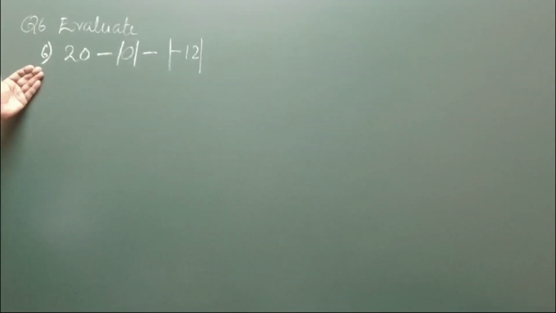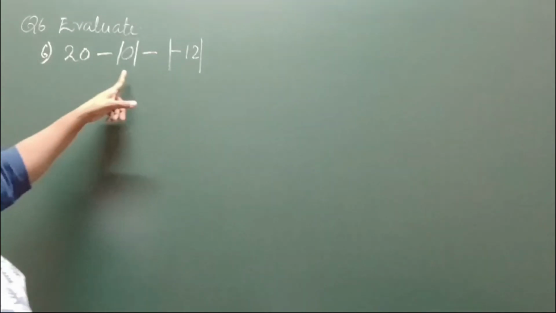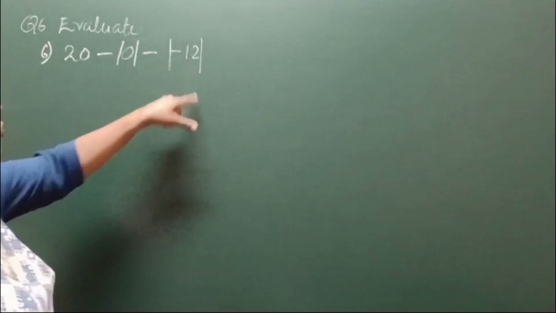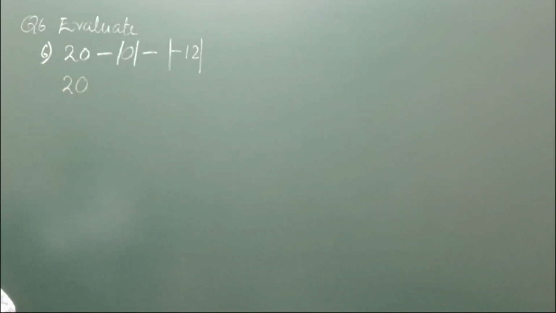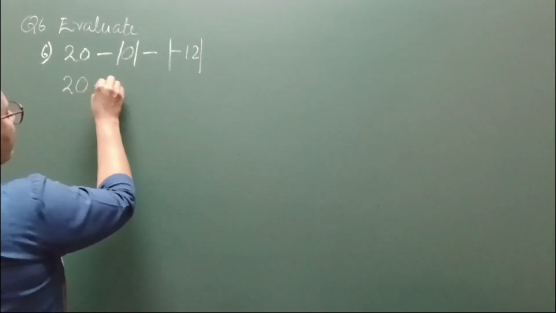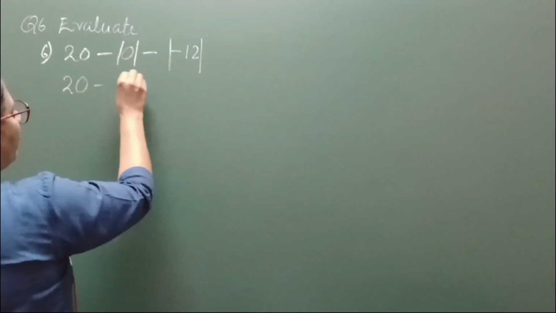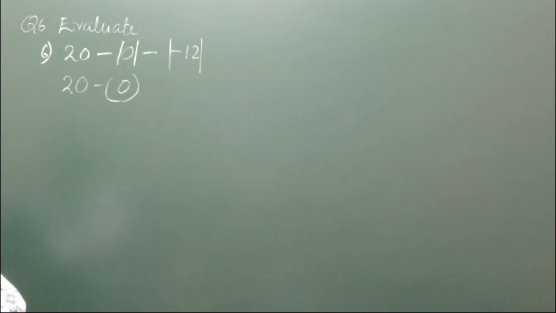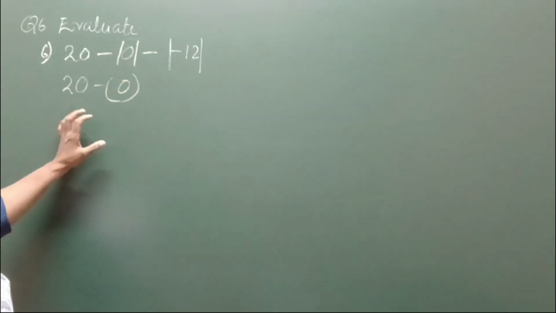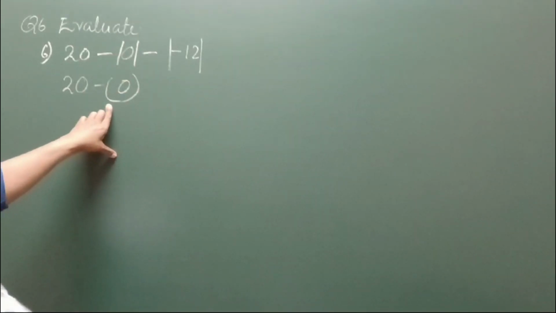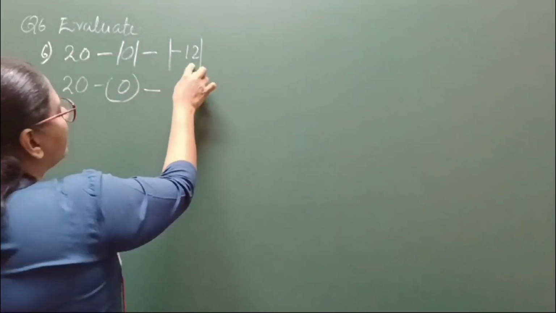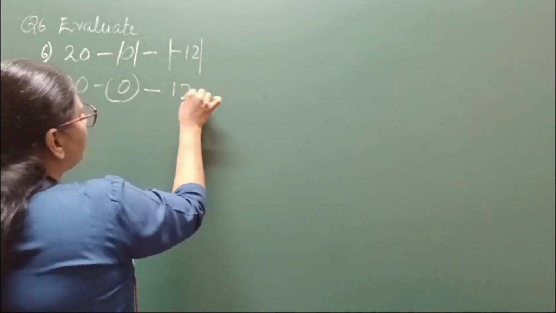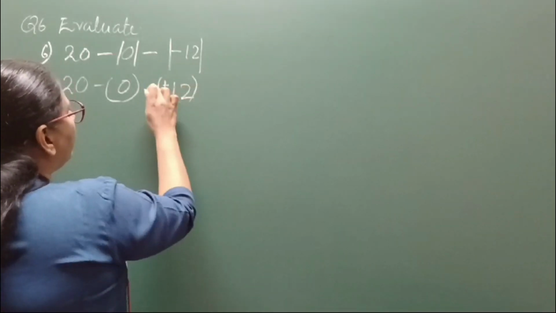Now let's solve this. Question number 6. 20 minus 0 minus minus 12. We'll write 20 as it is. We don't need to use any bracket for that. Then the sign as it is, 0, we'll put in bracket. We will not give any sign because 0 is neither positive nor negative. Okay. Then this minus sign as it is. Then this will become plus 12 and put it in the bracket.